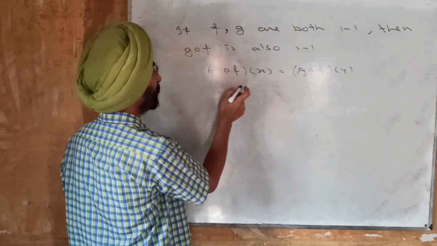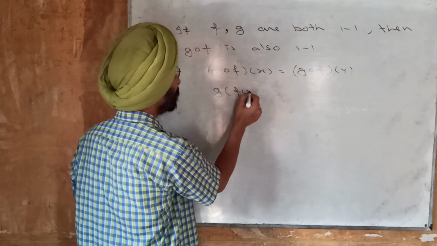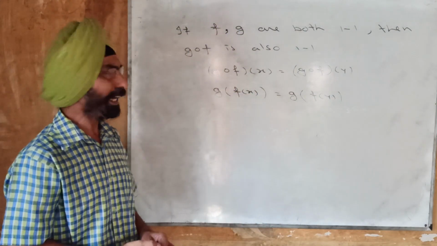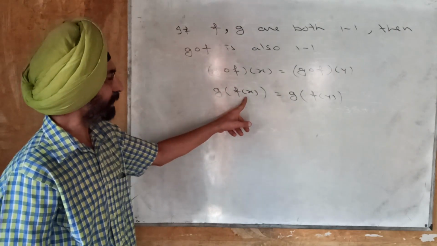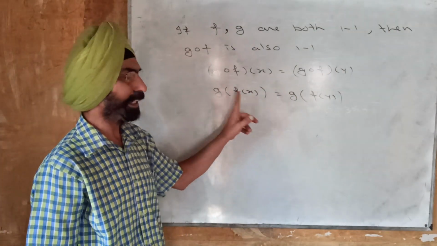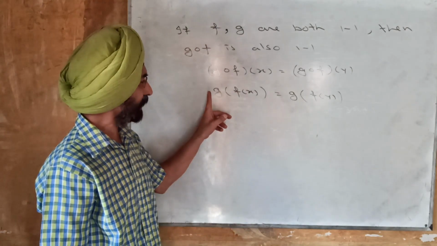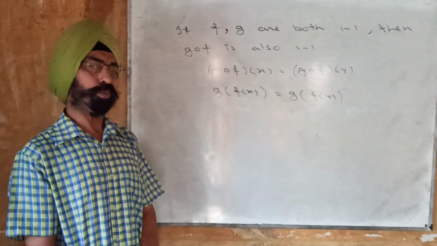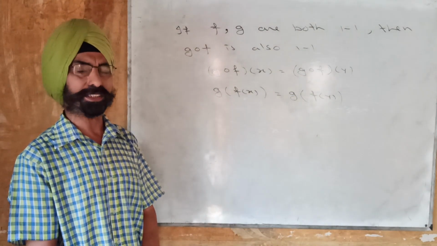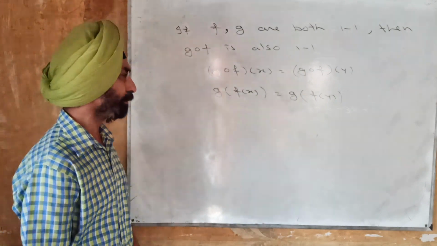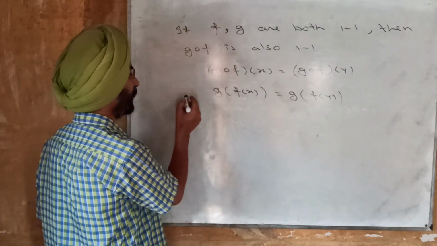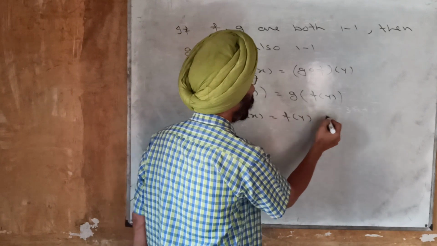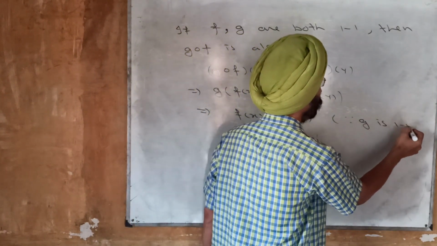So f composite g of x, that means g of fx, is equal to g of fy. That means the images of fx and fy under the function g are the same, but the function g is 1, 1, we are given. If 2 points have the same image under some 1, 1 function, then the 2 points must be the same. So if g of fx is equal to g of fy, then fx must be equal to fy. Why? Because g is 1, 1.